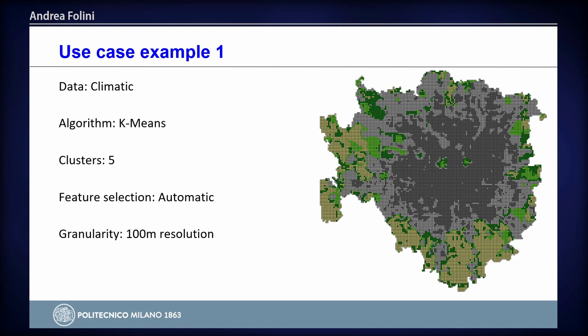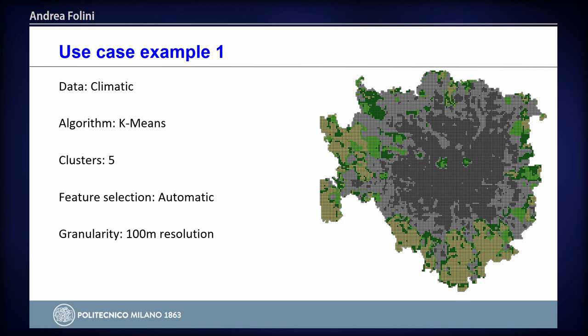As we can see from the map, the plugin identified some clusters that follow the morphology of the city. We can see in the south and the west a cluster formed by rural areas, while in the center of the city we have a cluster formed by areas with high-rise buildings, and we can also clearly see one cluster with urban parks and so on.